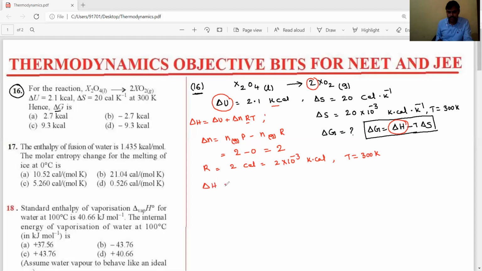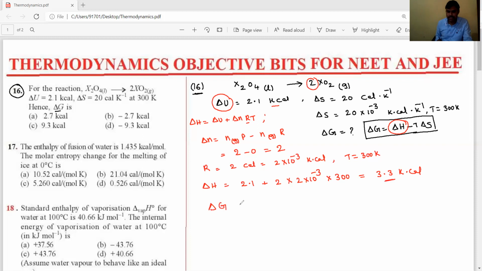So we know all the values, then we have to find out delta H. The delta H is equals to delta U value 2.1 kilocalories plus delta n value 2 into R value 2 into 10 to the power of minus 3 into temperature 300 Kelvin. On simplification we will get the delta H value is equals to 3.3 kilocalories. Okay, students, so we know the delta H value. Now we have to find out delta G.